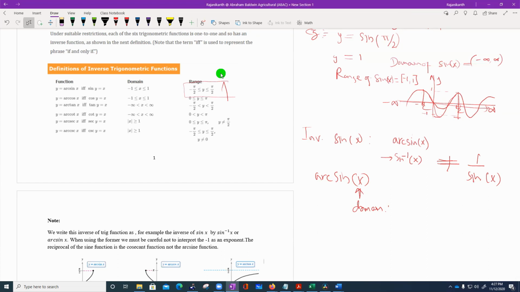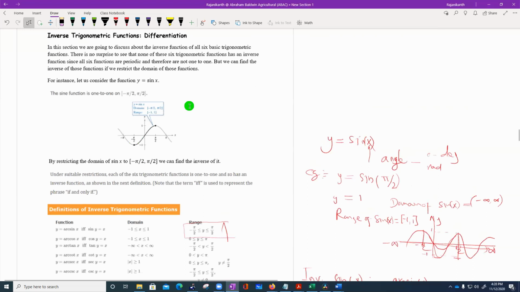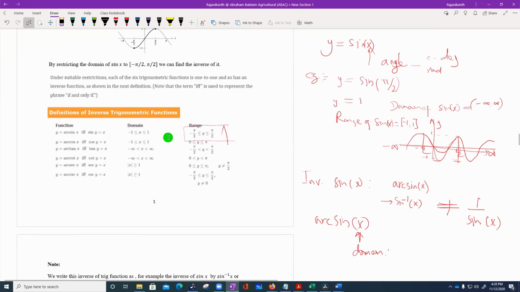So you will learn those things deeply in Cal 2. At this point, you just look at these things. That's what they have explained here. Even though the domain of the sine function is all the way from negative infinity to positive infinity, we simply restrict the domain to -π/2 to π/2. So you will consider only this piece for the inverse function. That's what everything is explained here in a clear way.